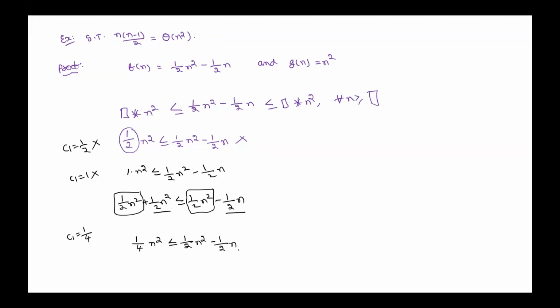For n equal to 1, C1 equal to 1 by 4. For n equal to 1, it is not correct. Yes, sir. n equal to 2.